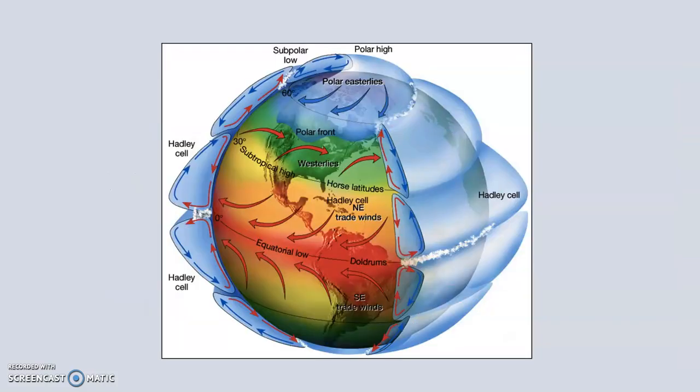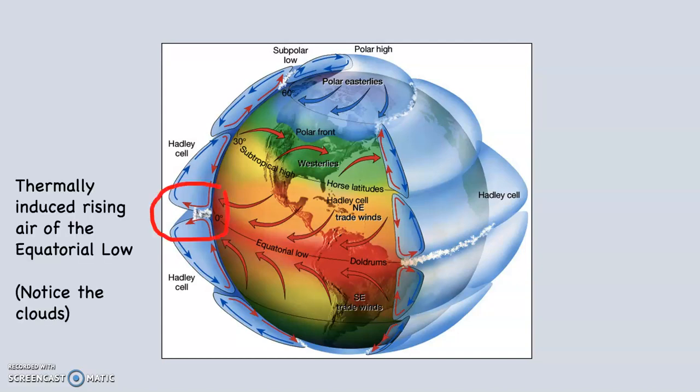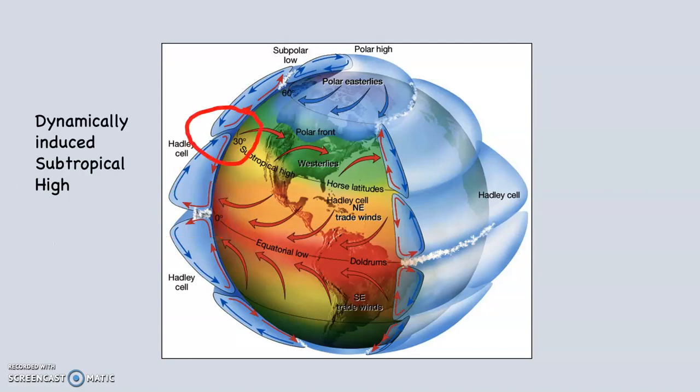All right, we're going to come back to this diagram in the next video, but let's take a look at it now. So look at this beautiful diagram. First, this area I circled. You have the thermally induced rising air of the equatorial low. Notice the red arrows. Can you see that? The air is rising, and also notice the clouds. Rising air creates clouds. But then as you're looking at that, notice what happens as the air rises. It turns into blue arrows, and then it begins to descend down towards the earth.